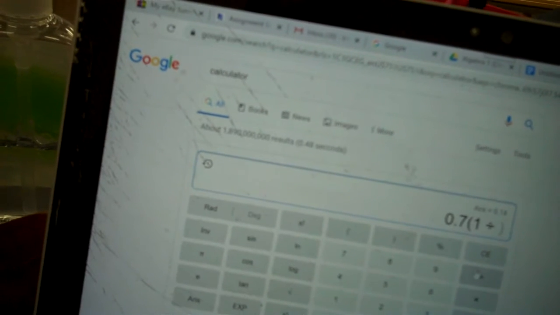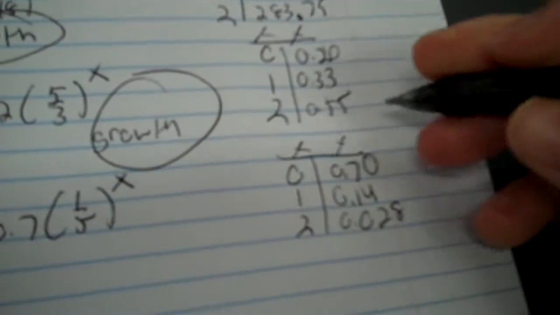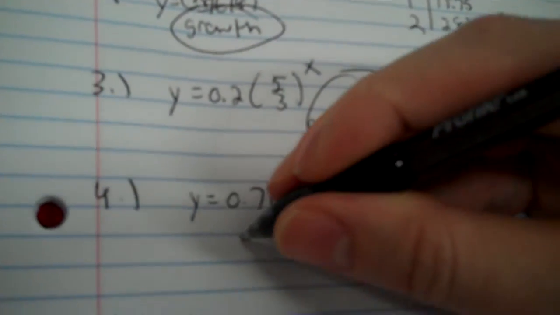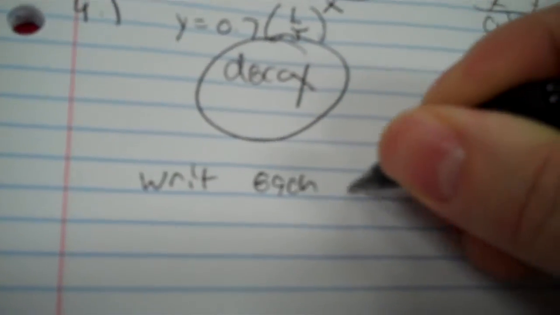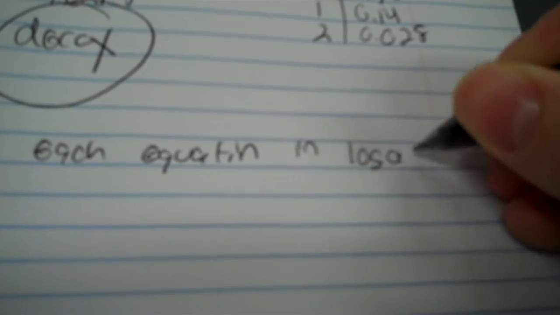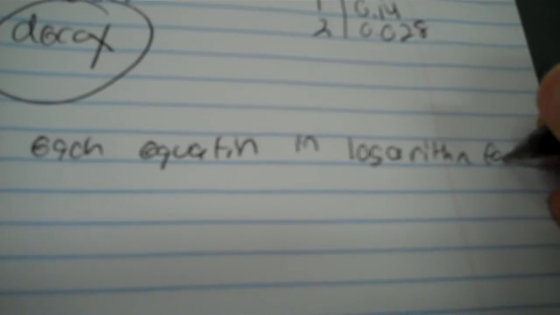0.7 parentheses 1 divided by 5, close it, and raise it to the power of 2. 0.028. Now that is getting smaller because it goes from 7 to 1 to 0 in the 10th place, the number after the decimal. So that's decay. Okay, next one. Write each equation in logarithm form, and you've got those directions on your document right there.